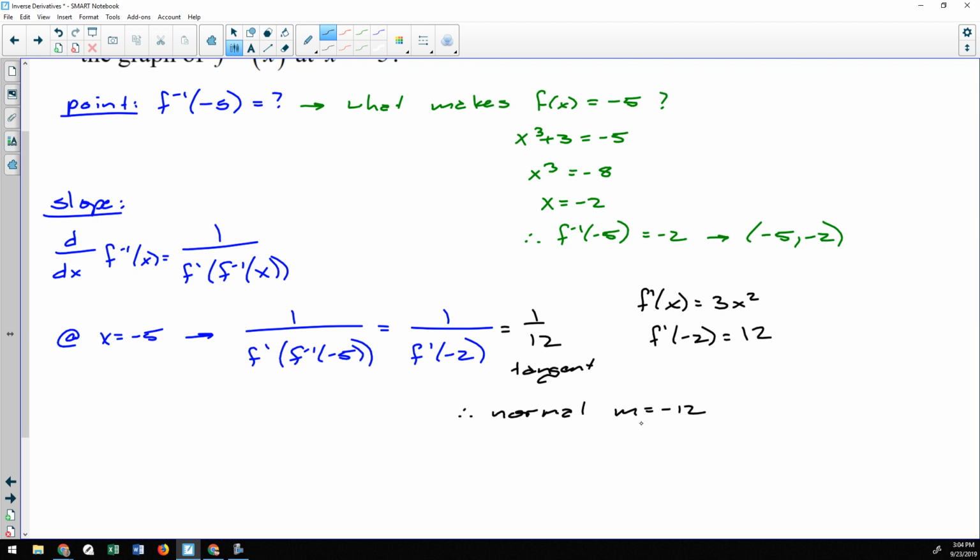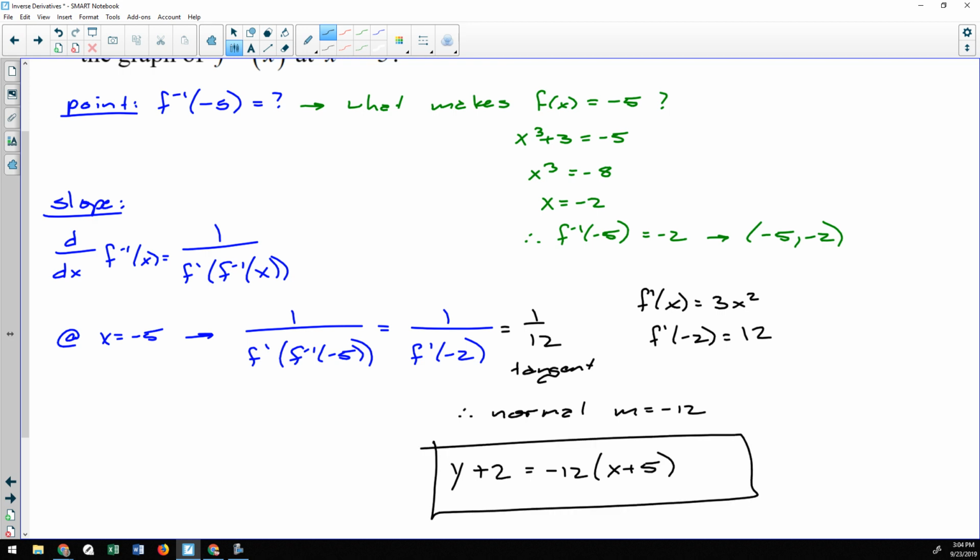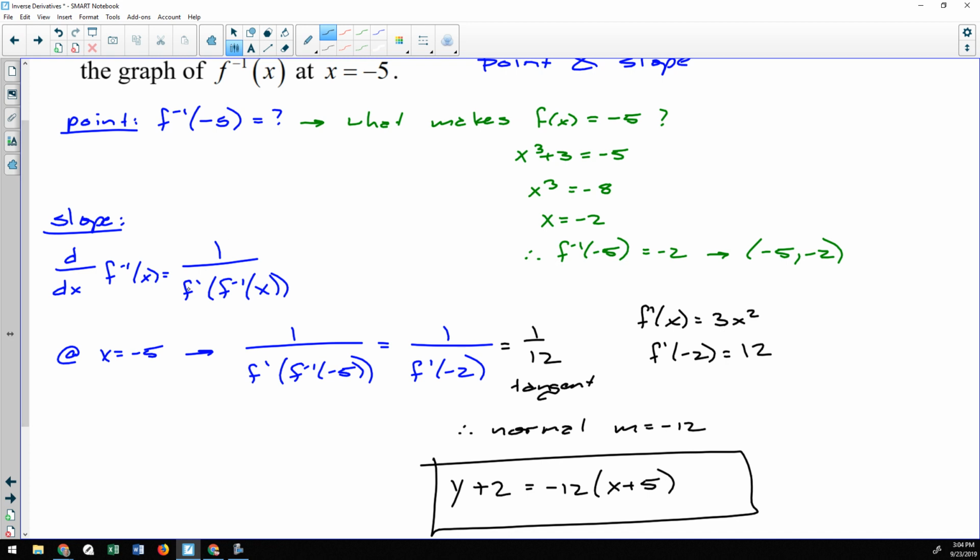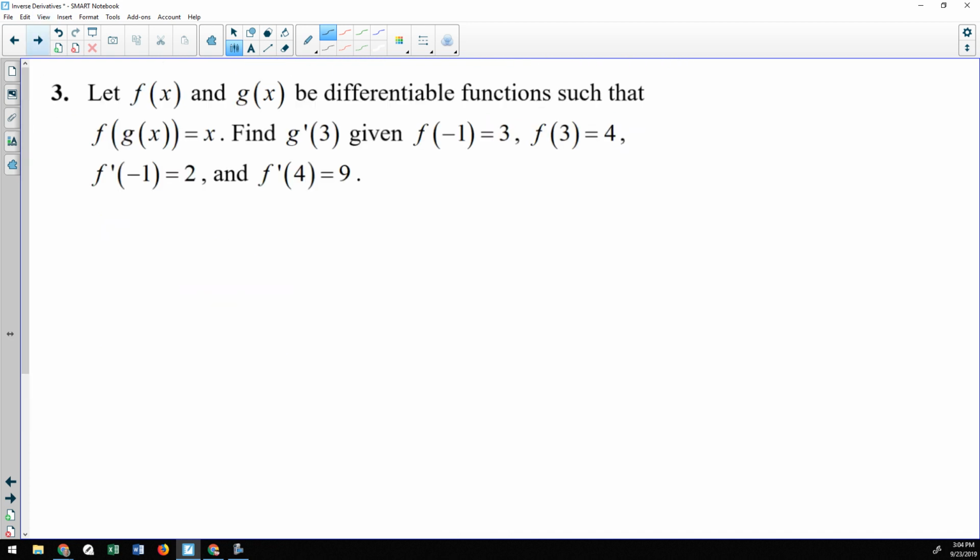And then once I have my slope, I have my point, -5, -2. The equation of my line is y minus -2 equals my slope times x minus -5. And so there is our normal line to the inverse using that formula, 1 over f prime of f inverse. Then my last question, I believe, is the last one.